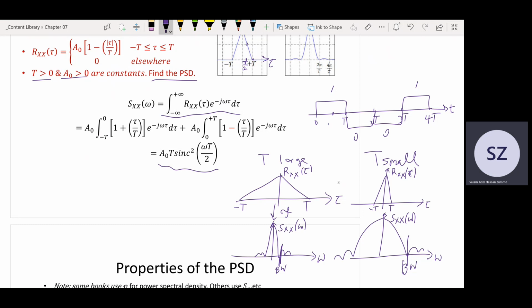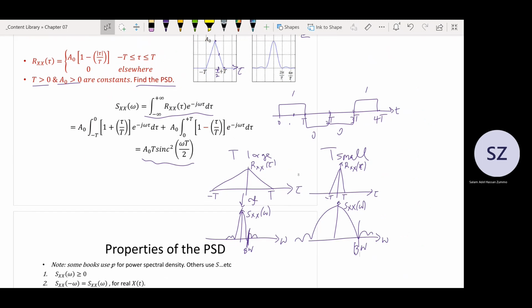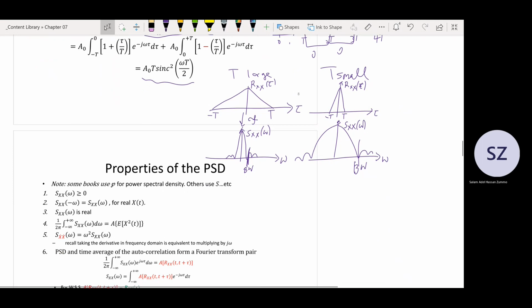This is the idea here: what is the relationship between the autocorrelation function and the frequency content of the signal, and how do you know how to filter the signal from the autocorrelation function? Any question? This is a very important concept, and I hope that you get it.